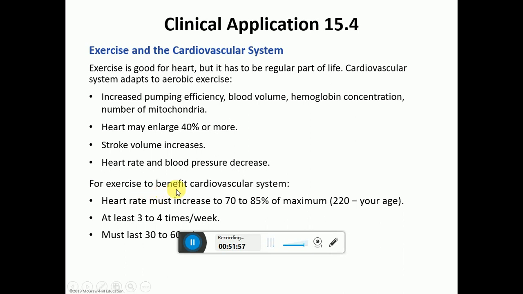In order for exercise to benefit the cardiovascular system, you want to do aerobic exercise. It needs to be at least 3 to 4 times a week, and it lasts about half an hour to an hour per session. And you want your heart rate to go up to about the target, and the easiest way to calculate it would be 220 minus your age.